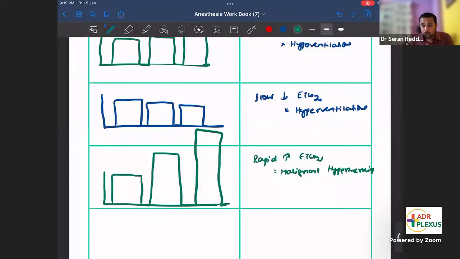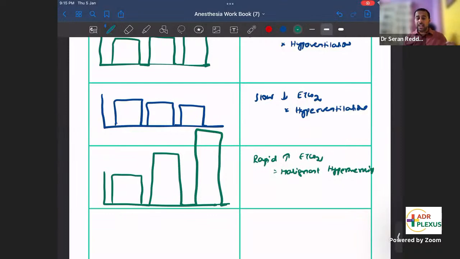Malignant hyperthermia is an autosomal dominant disorder affecting chromosome 19, the ryanodine receptor. What happens? Increased release of calcium from the sarcoplasmic reticulum. What happens then? There will be vigorous muscle contractions. When there are vigorous muscle contractions, the metabolism increases. When the metabolism increases, there will be tachycardia, initially hypertension, then hypotension, cardiovascular collapse will be there, masseter spasm may occur, and increased temperature is seen in the body.